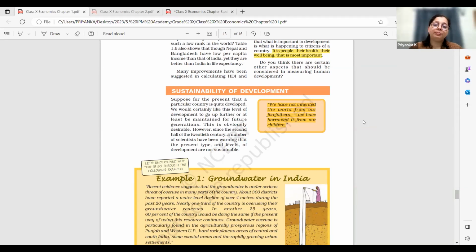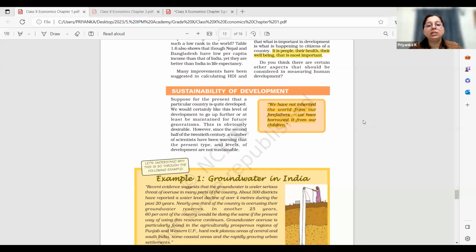So that is why nations have started focusing on the aspect called sustainability. The sustainability concept is that we have not inherited the world from our forefathers, we have borrowed it from our children. So it is our responsibility to keep this planet and its resources safe in such a way that upcoming generations are also able to benefit from it.